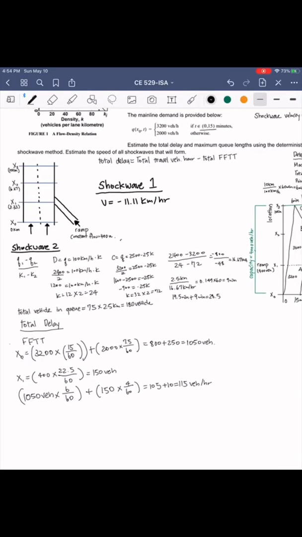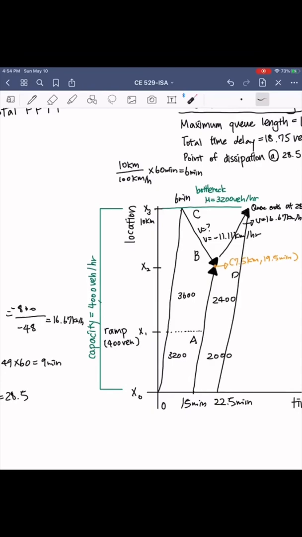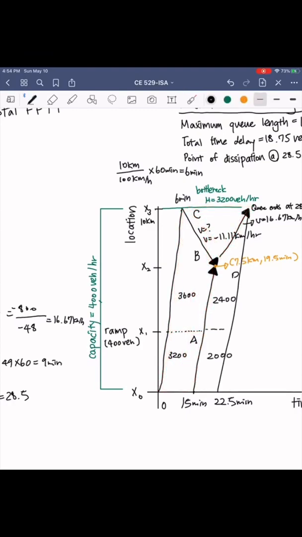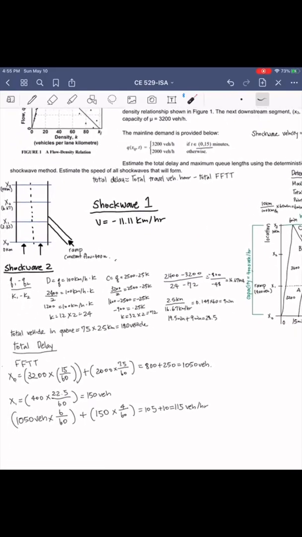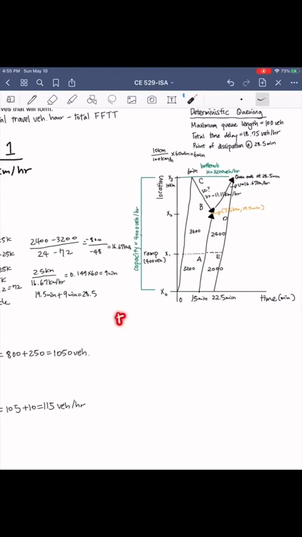So now let's calculate the total travel time vehicle hour. So we will calculate this by calculating the area. We will calculate the area of its regions here. So let me divide this regions here, and let's call this E. So we would get area of each region and times by density. That will give you the vehicle hours. So we write it down here. So total vehicle travel time.